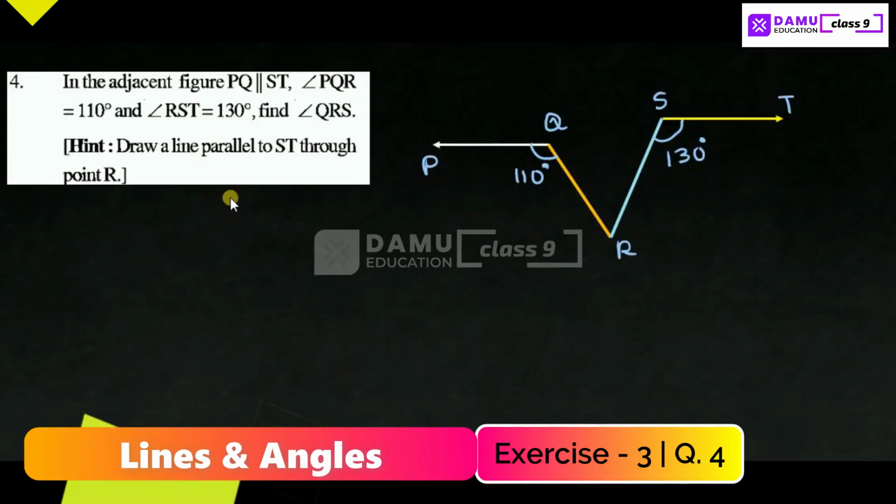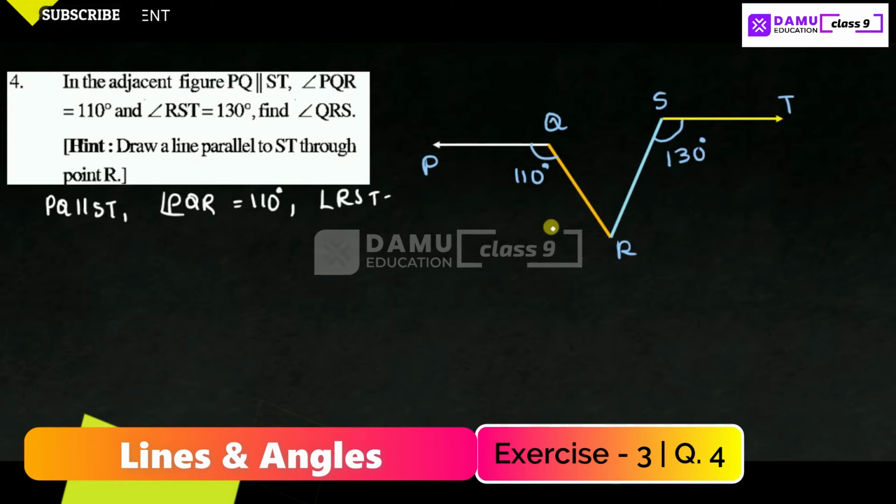Hello viewers, in this module we are going to discuss the adjacent figure, in which PQ is parallel to ST. So this ray will be parallel to ST, and angle PQR is given as 110 degrees. Whatever data is given, we have to write it. So PQ is parallel to ST, angle PQR is equal to 110 degrees, and angle RST is equal to 130 degrees.